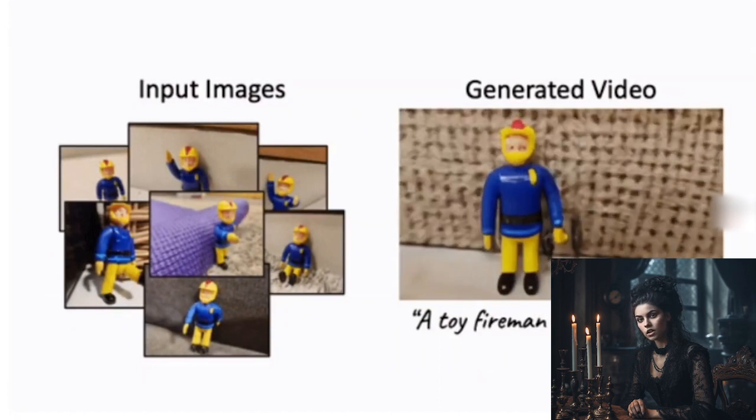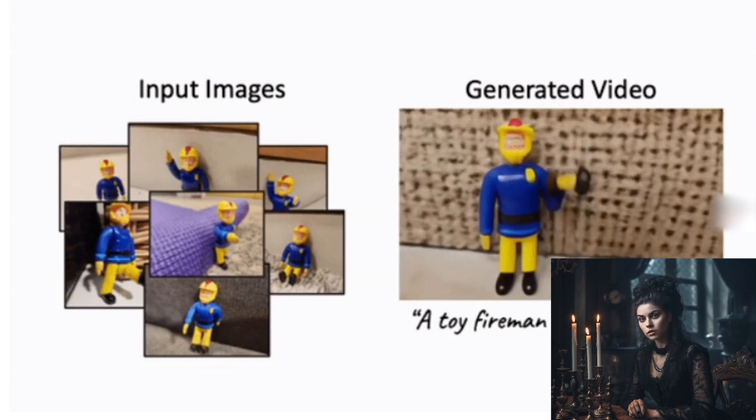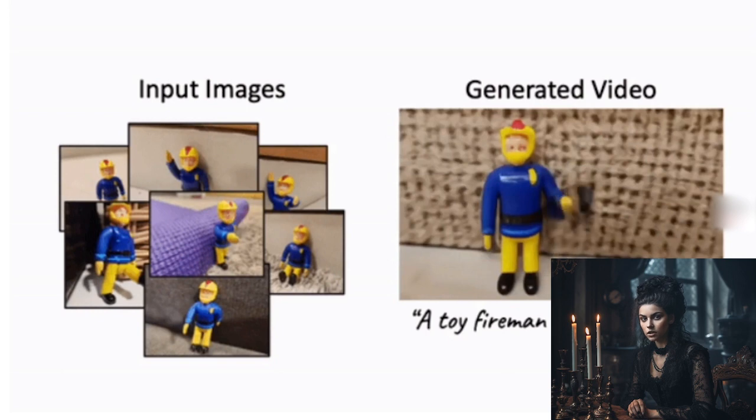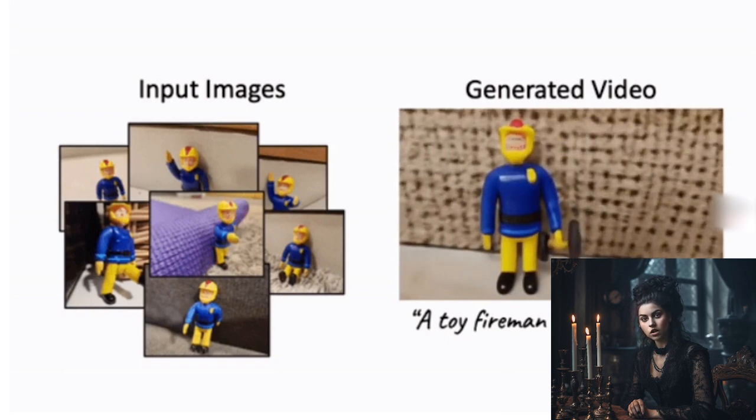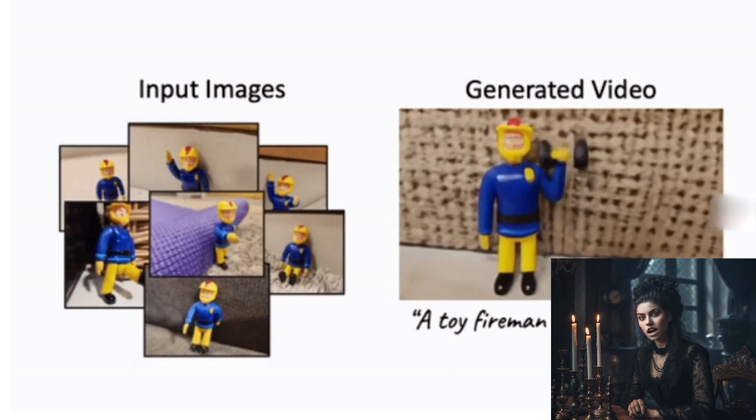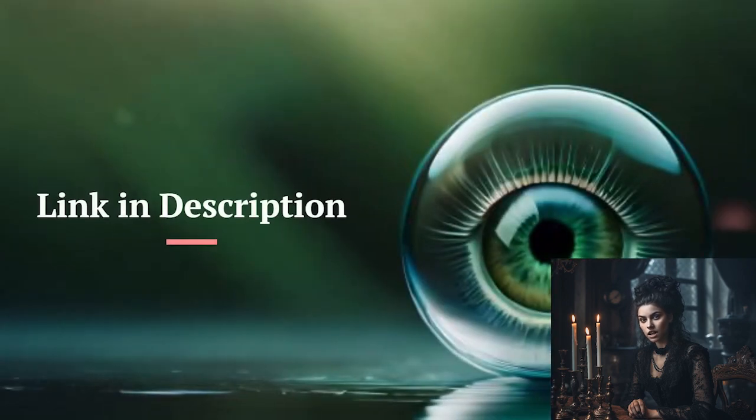Given a small collection of images showing the same subject, Dreamix can generate new videos with the subject in motion. In this example, given a small number of images of the toy fireman, Dreamix is able to extract the visual features, then animate it to lift weights while maintaining fidelity and temporal consistency.